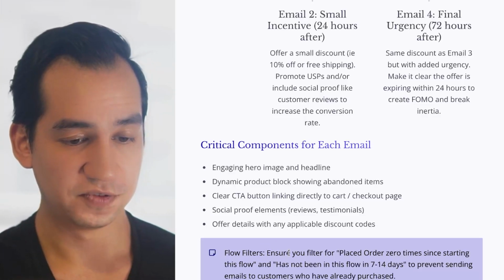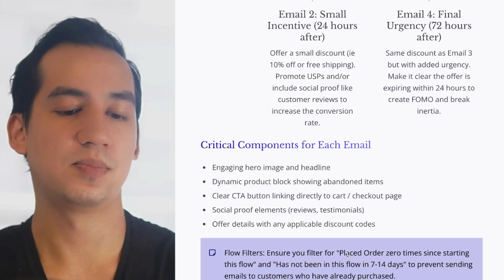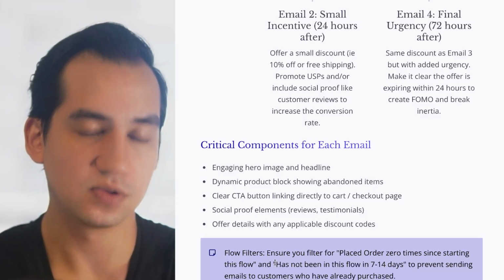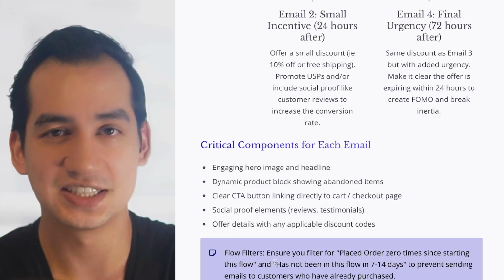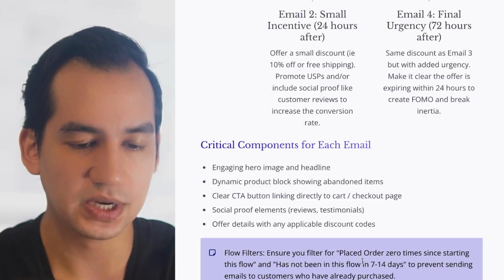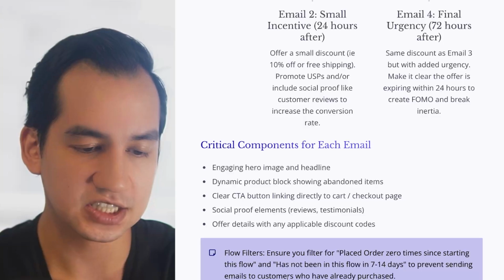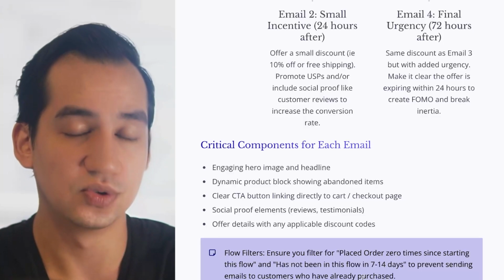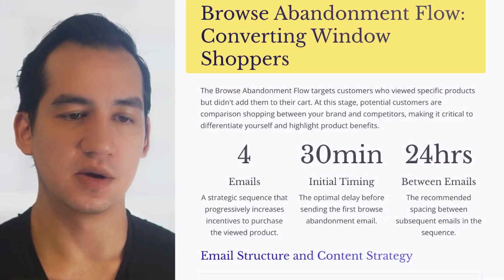All right, flow filters, ensure you filter for place order 0 times since starting this flow. That's going to remove people who place an order at any point within this flow. Also include has not been in this flow for 7 to 14 days to prevent sending emails to customers who have already purchased.